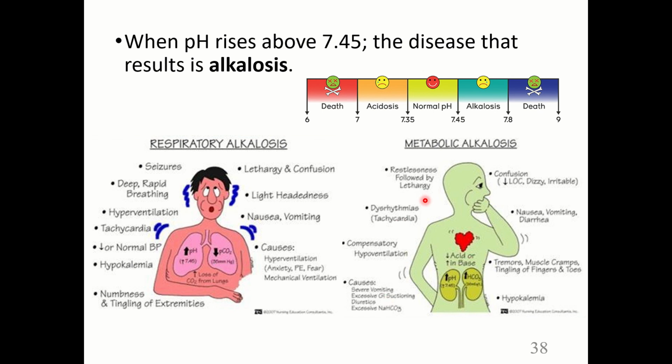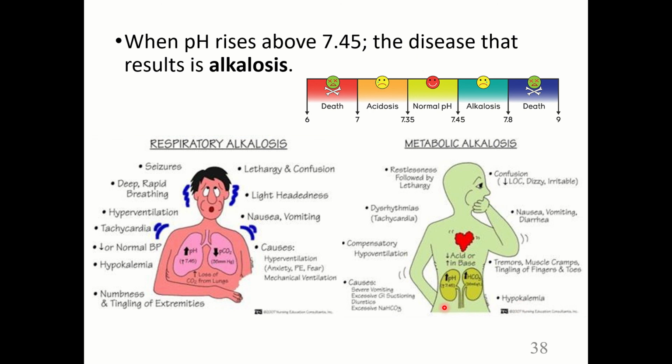Symptoms of metabolic acidosis include restlessness, tachycardia, compensatory hypoventilation, so your lungs are trying to keep carbon dioxide in your blood, confusion, nausea, vomiting, and diarrhea, tremors, and hypokalemia.